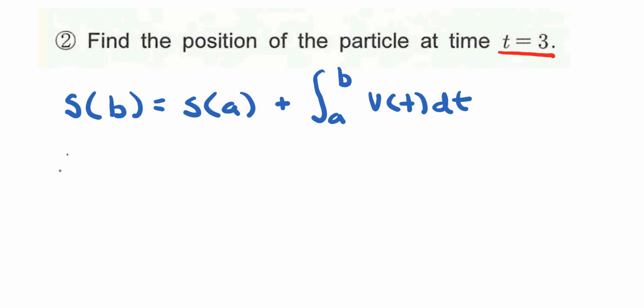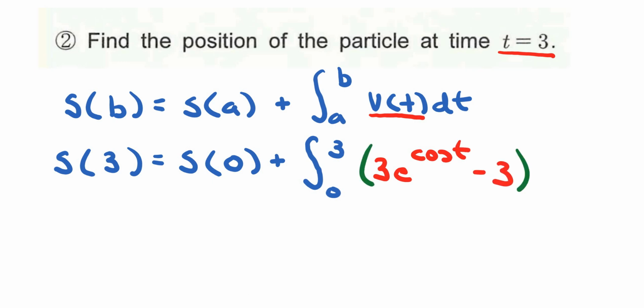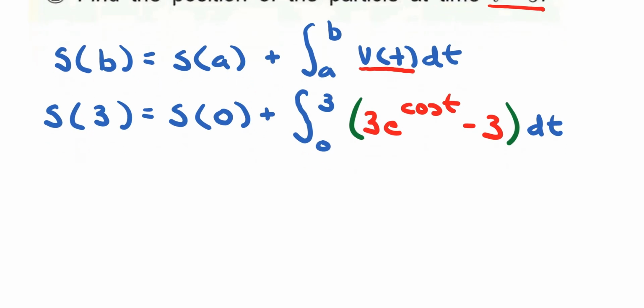And we want to find our final position after 3 seconds. Our starting time for this problem is going to be 0 seconds. Basically, we're just plugging the numbers into the formula as well as the function. Our velocity function is given to us at the start of the problem, and that's going to be 3e^(cos t) minus 3, and then I'll put this in brackets here, and this is with respect to t, so dt. Okay, and then from there, let's do one more thing here.